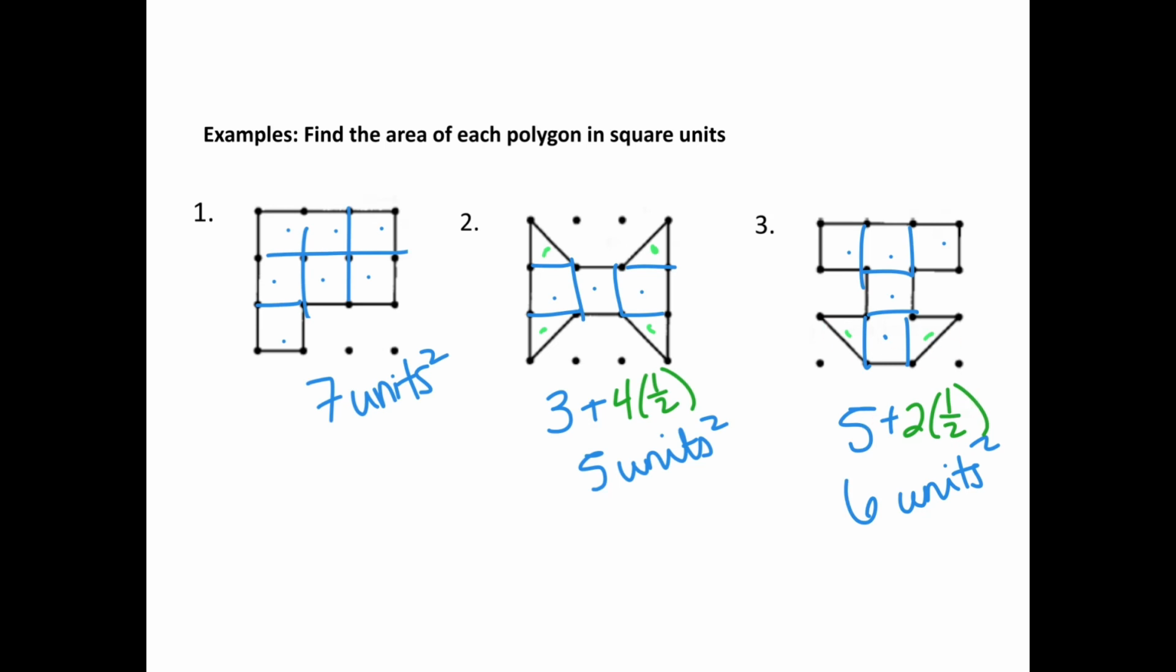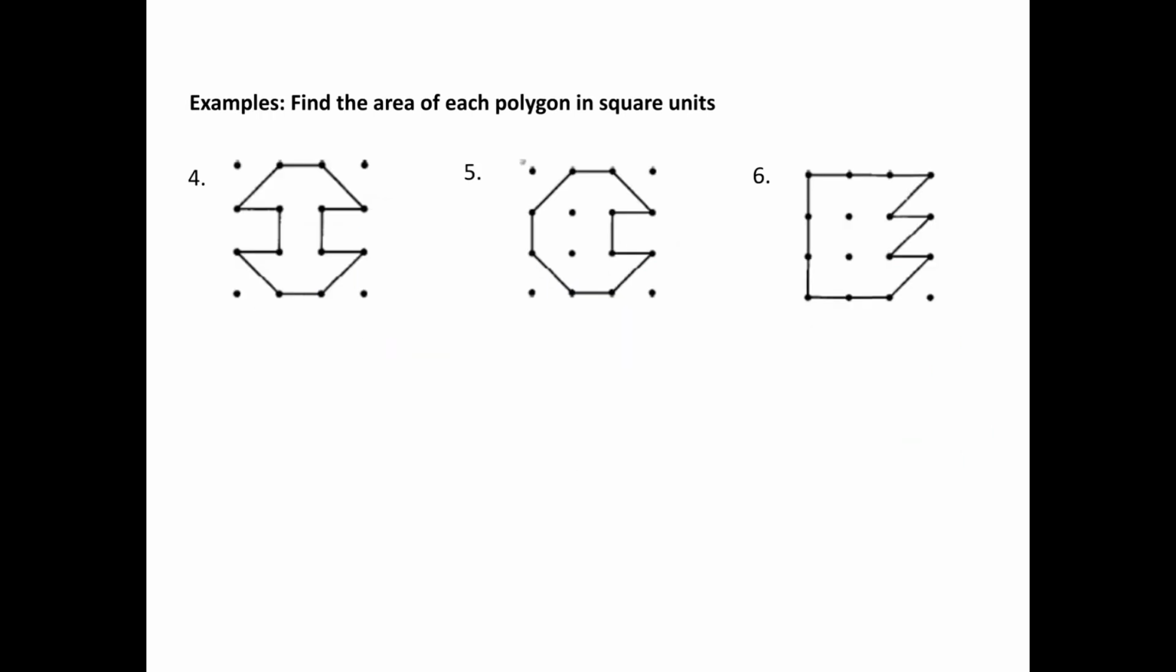In number 3, 1, 2, 3, 4, 5 whole squares and 2 halves, so it's going to be 6 square units. Go ahead and do numbers 4, 5, 6, and 8, because if you look at 7 and 9, they are repeats. So please do 4, 5, 6, and 8.